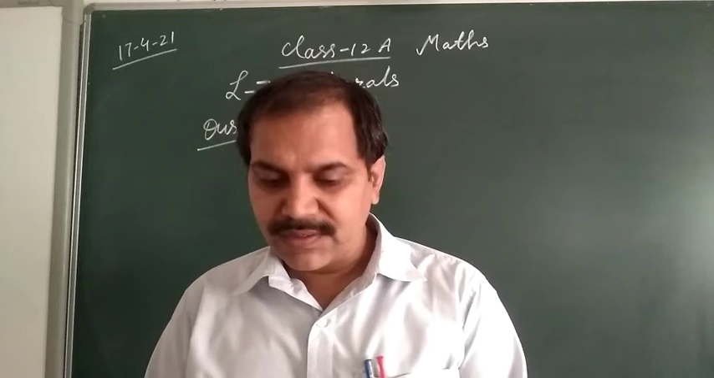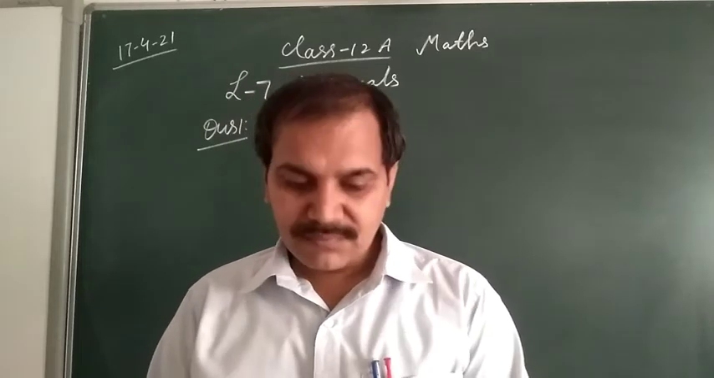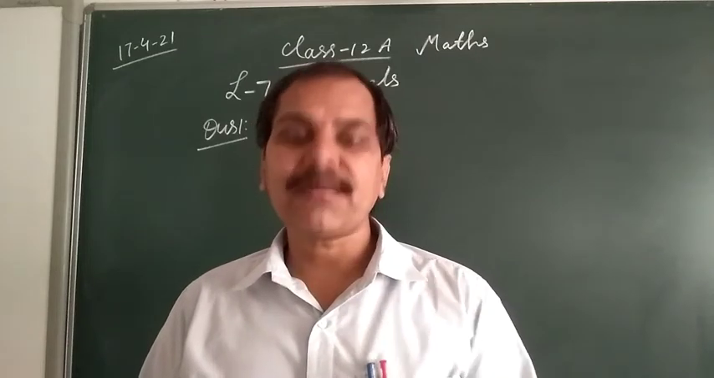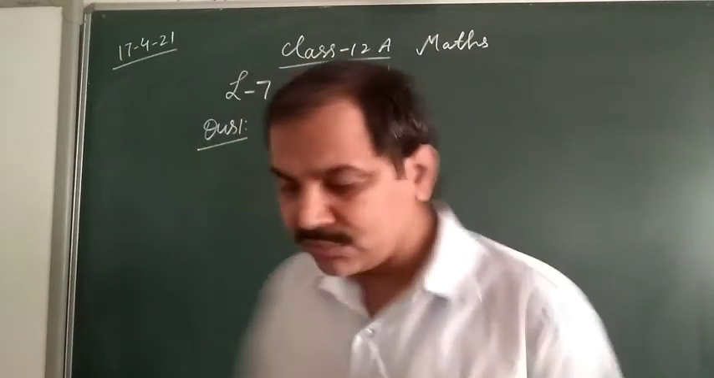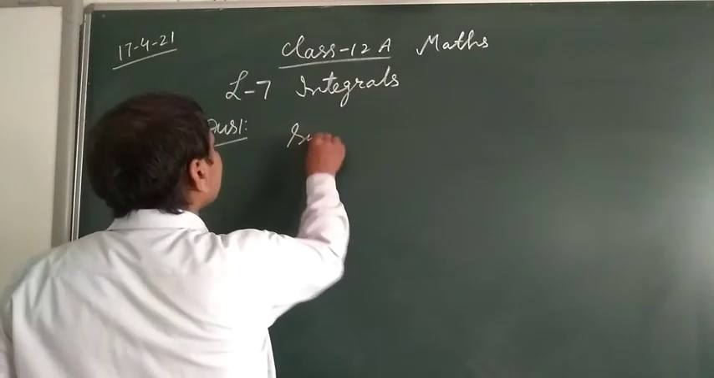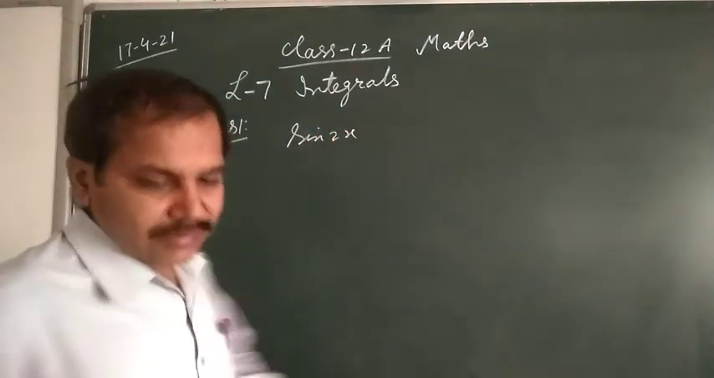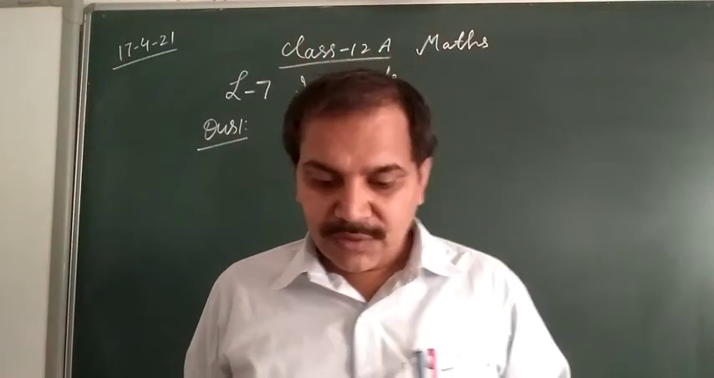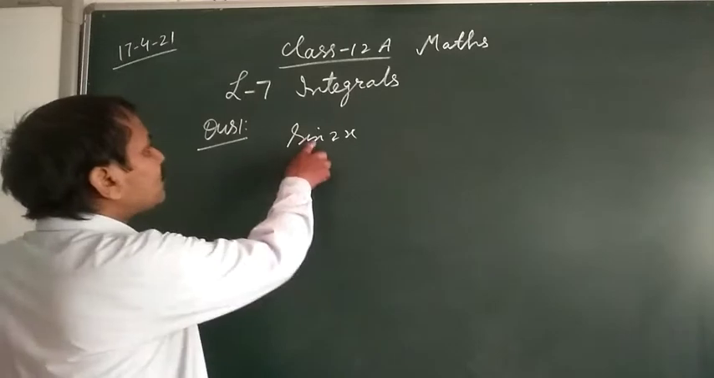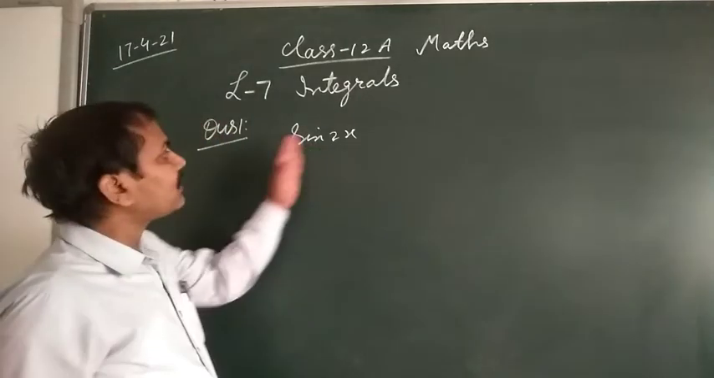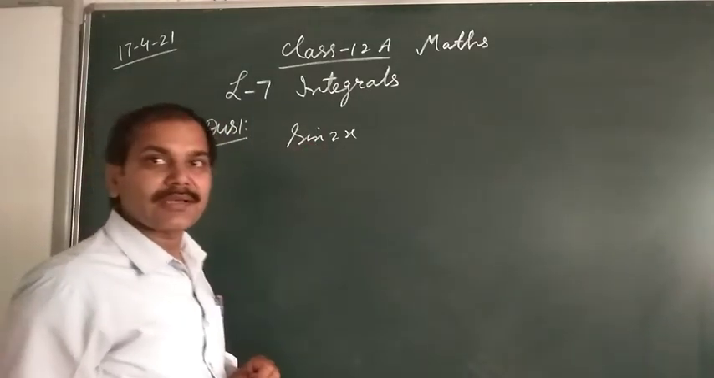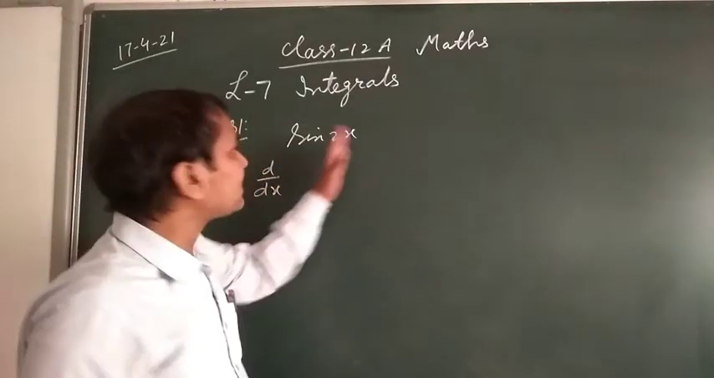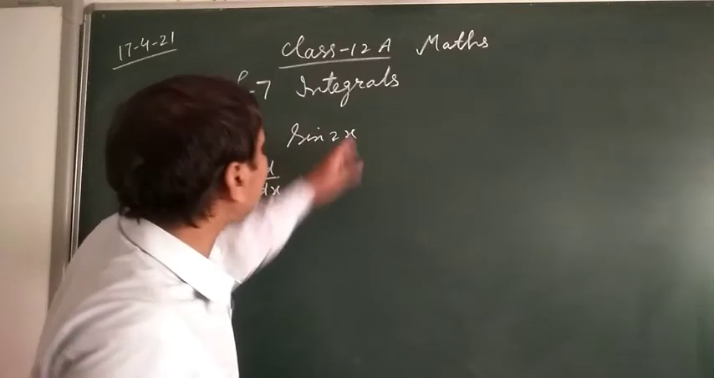One example is also given in the book, example 1: write an antiderivative for each of the following functions using the method of inspection. First, write the question: sin 2x. We have to find its antiderivative. For that, first find which function's differentiation is sin 2x. You know that the differentiation of cos x is minus sin x, but here sin 2x is given.